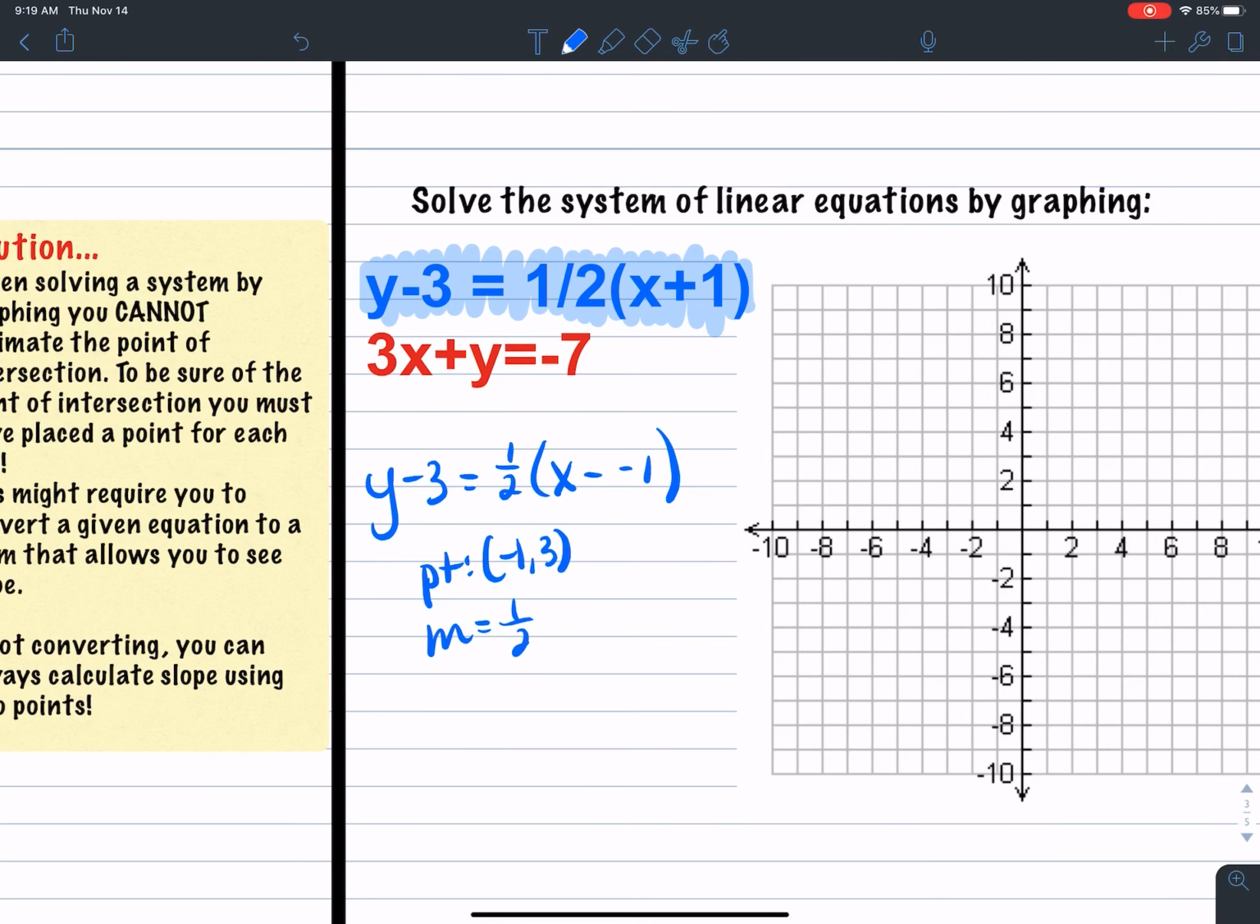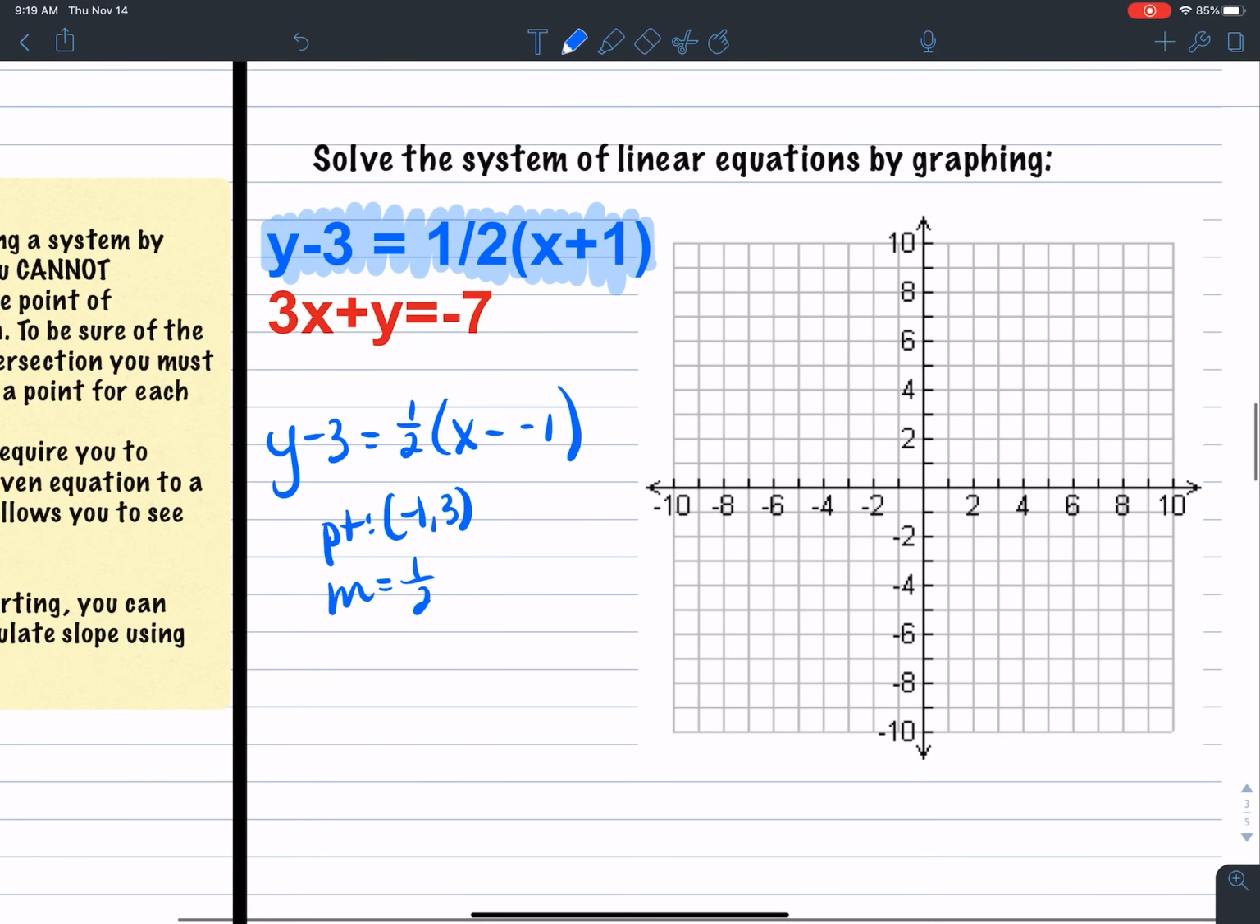So in this form of the line, I already have the slope, so I can place a lot of points on this line. So we'll start at -1, 3, and our slope is 1/2, so up 1 over 2. Now because I have the slope, I can place a lot of dots, which means I have a lot of opportunities to see if there's a point of intersection.